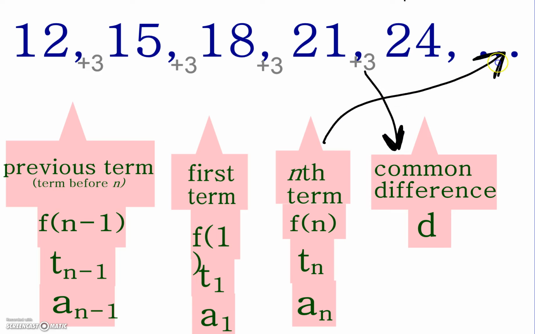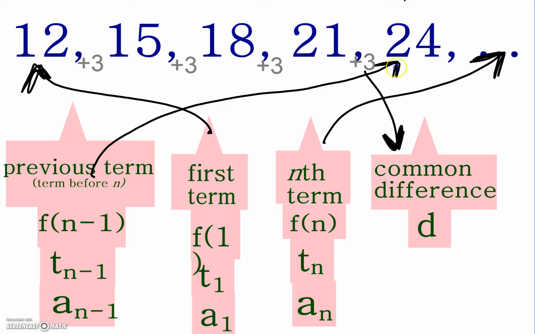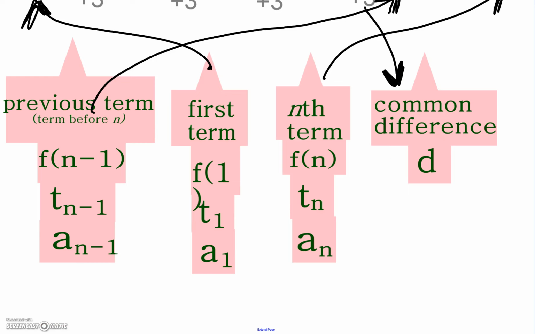Nth term is going to be right here. The first term is going to be right here. Previous term is the term before the end, so that would be the previous term. And here are all the different ways that you can name these terms or that language.